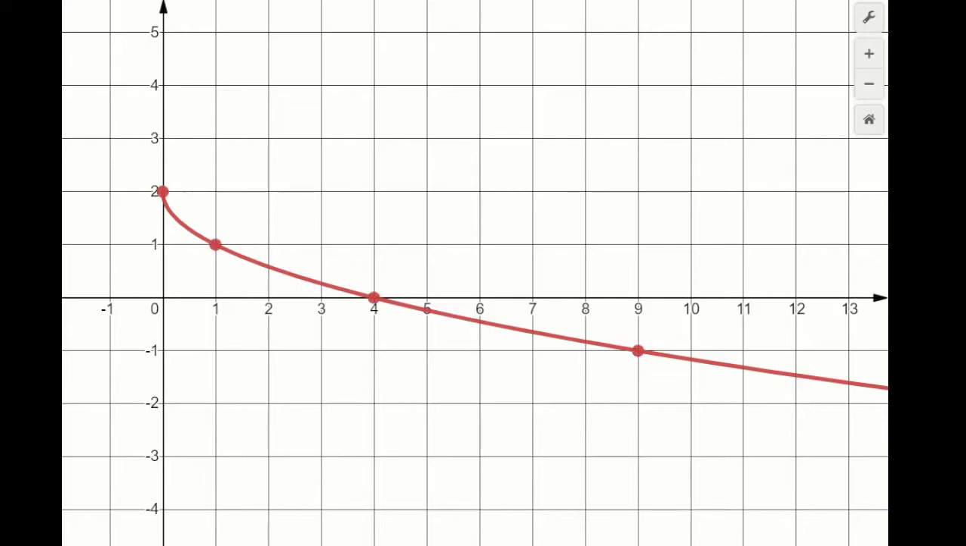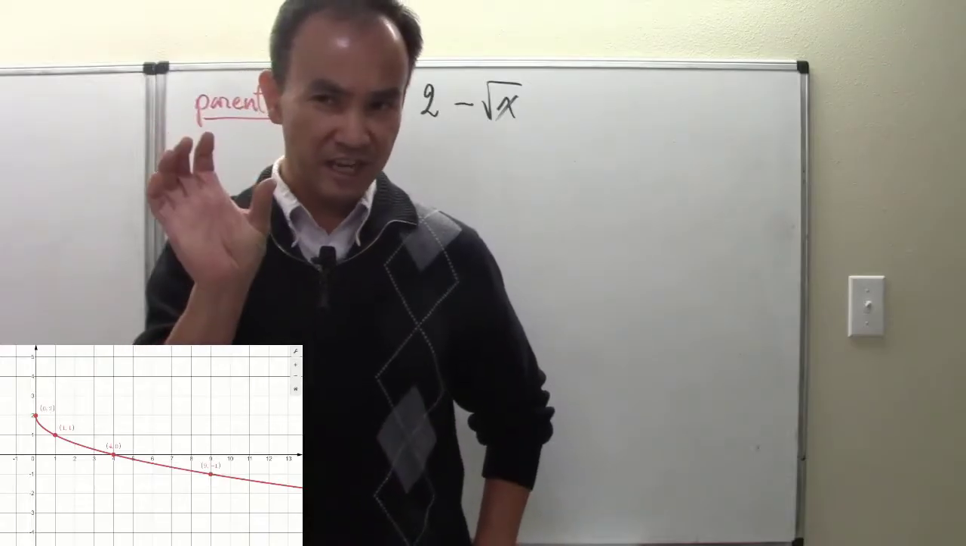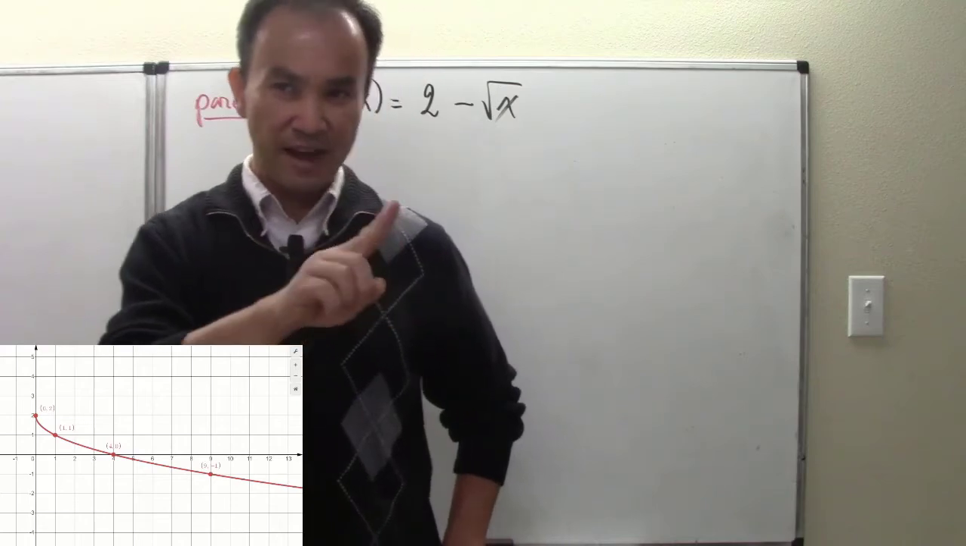All right, so now allow me to put in the guiding points. These are the guiding points, and you can see that after putting in the labels, they're right on the grid there. So we have one at (0, 2), we got (1, 1), and we have another one at (4, 0), and we have one at (9, -1). These guiding points define the shape of our graph right here.